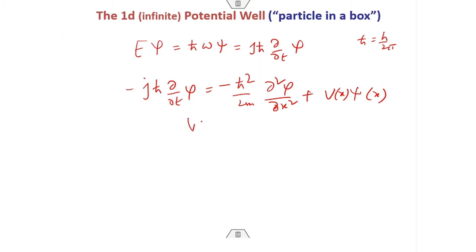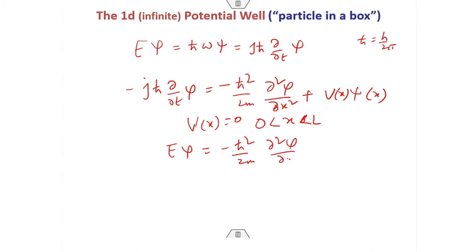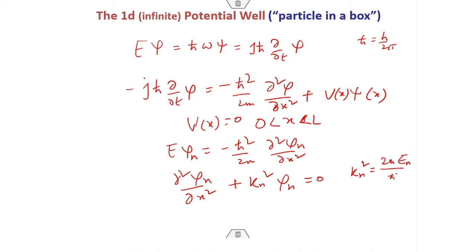Obviously, inside this potential well, V(x) is equal to 0, which is true for this domain, x greater than or equal to 0 and less than or equal to L. So we can write down E psi is equal to minus h cross square by 2m d square psi by dx square, right? Or basically we can write this very simply: del square psi n by del x square plus k n square psi n is equal to 0, where k n square is nothing but 2 m E n by h cross square.